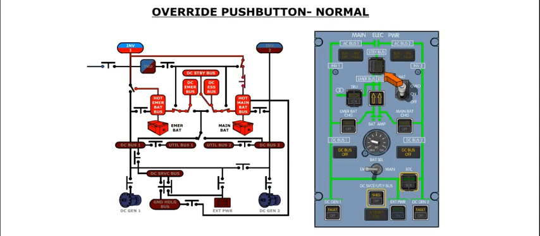The override push button enables the transfer of power for the DC standby bus and inverter 1 from the hot main battery bus to the hot emergency bus. When the push button is released out, the DC standby bus and inverter 1 will be powered by the source that powers the DC essential bus. The released out position is the normal position of this push button.